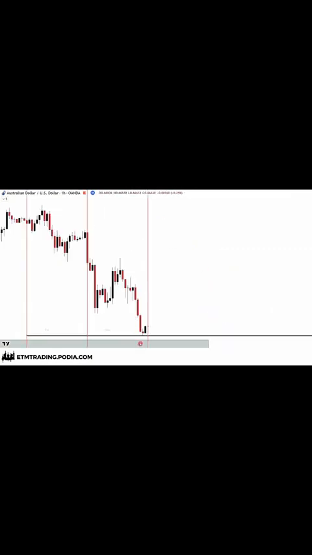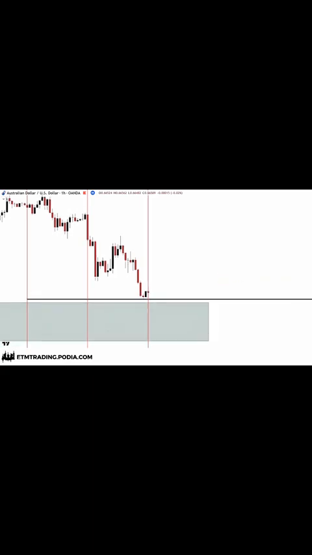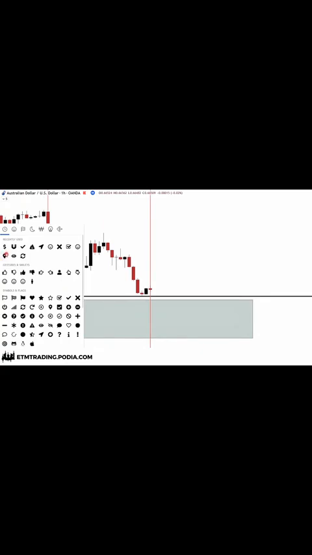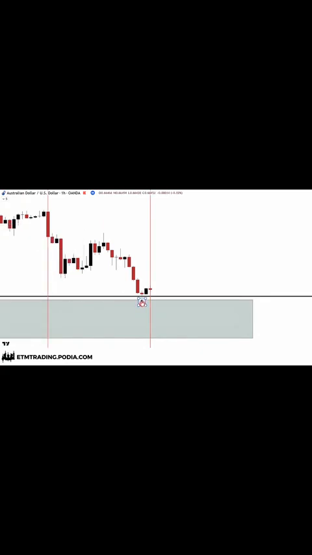Let's mark our liquidity, our daily liquidity. And now let's go on the intraday. So what are we waiting for? This new day starts. We're waiting for price to absorb this liquidity and flip back above the current day's open. So this will be our current day's open. And once price sweeps this liquidity and gets above the daily open, we are in the trade.